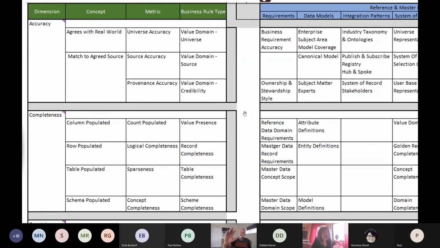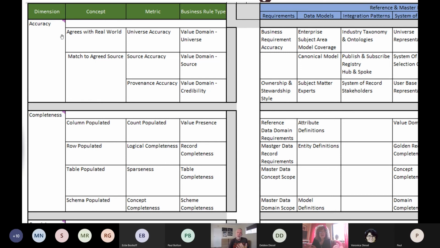Okay, so remember that one diagram that I showed you. Here is accuracy. The one concept is it agrees with the real world. My metric there is what I refer to as a universe accuracy. So, have we dealt with the universe of values, or are we dealing with a small percentage of the real world? So we may be very good at one segment of our customer market, but we're ignoring other segments, which may change. So we need what's referred to as a universe accuracy. The business rule type is a value domain, but it's now applied at the universe level.